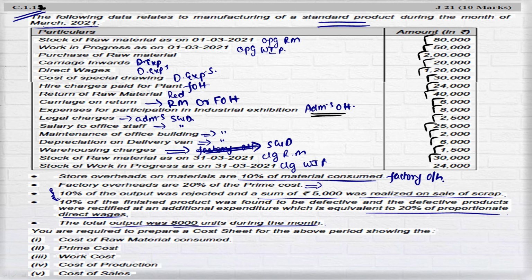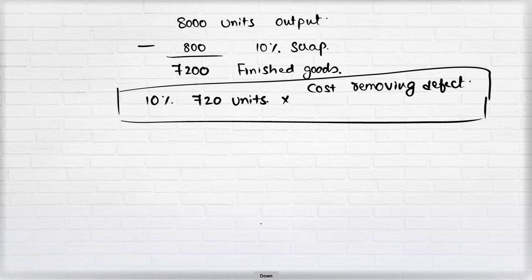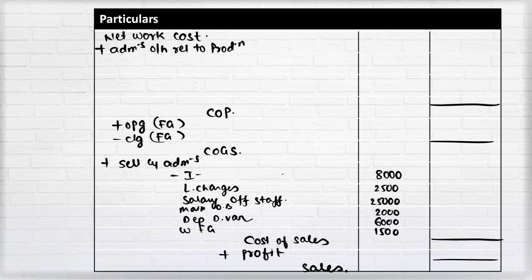10% of the output was rejected and the scrap value is rupees 5,000. So this output has a scrap value of 5,000. As we did in a previous question, it will be reduced from the cost of production: minus scrap value of normal loss. It is minus 5,000.